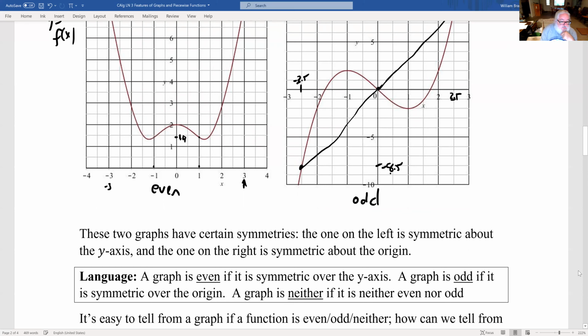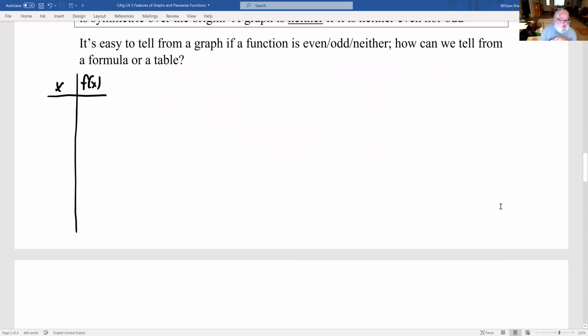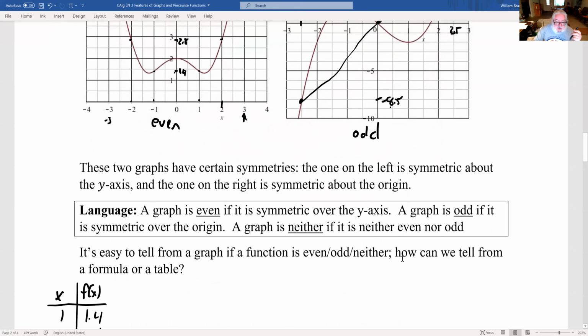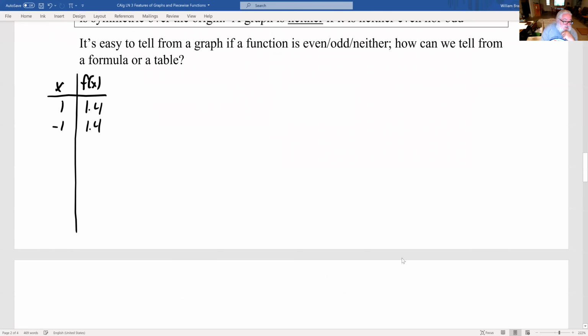If I take x coordinate -1, that also gives me a y coordinate of 1.4. So x coordinate of 1 gives me a y coordinate of 1.4. X coordinate of -1 gives me a y coordinate of 1.4. What about 2? Well, if I take an x coordinate of 2, that gives me a y coordinate of about 2.8. And if we have -2, that gives us a y coordinate of about 2.8. So 2, 2.8, -2, 2.8. So what are we seeing on this table?